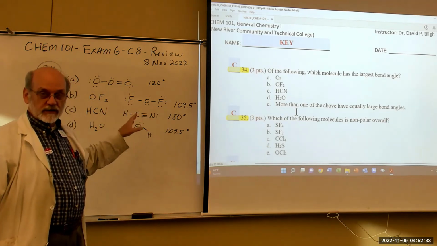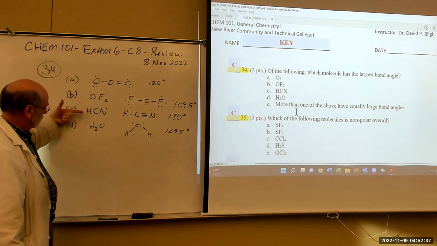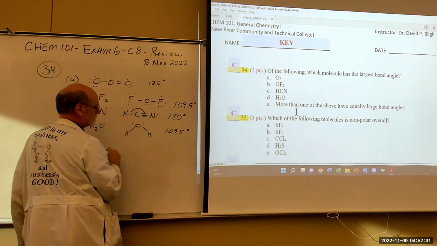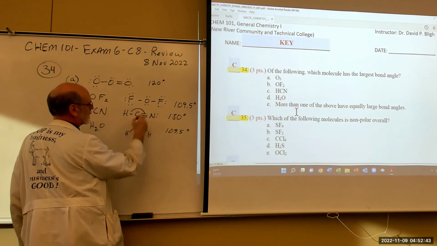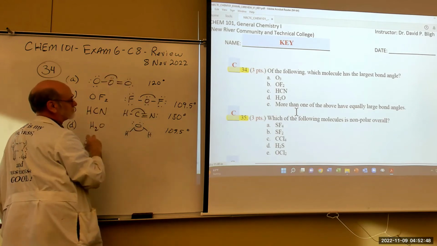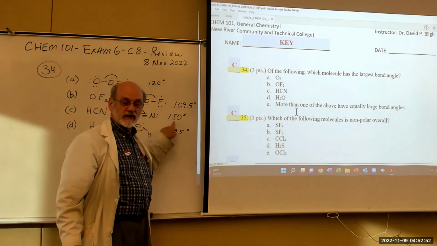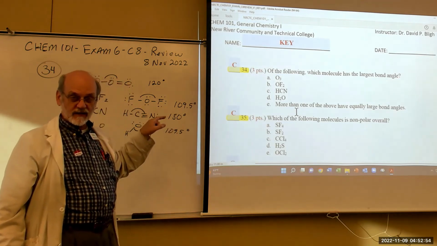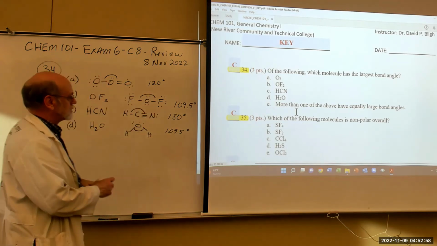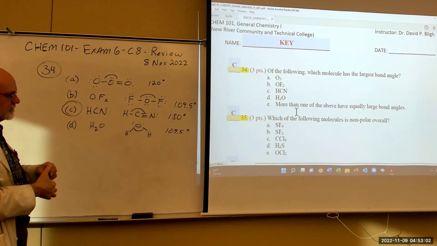But we're not going to have to break a tie in this one because this linear says the bond angle, right? The bond angle is here. Bond angle's here. Bond angle's here. Bond angle's here. This bond angle, since it's linear, is 180 degrees. That is the largest angle of all of those compounds. So C is the answer.